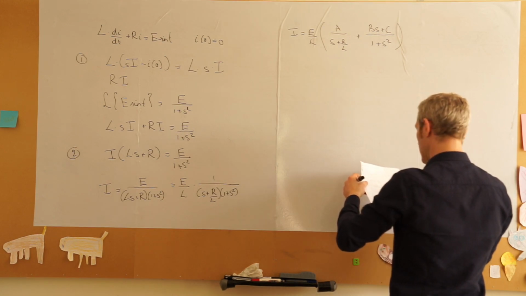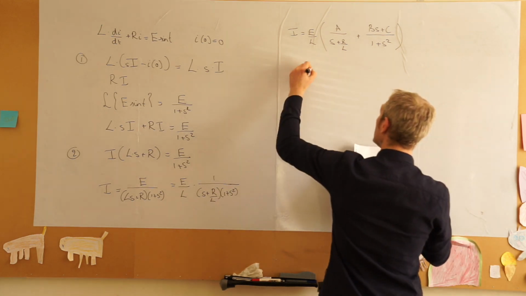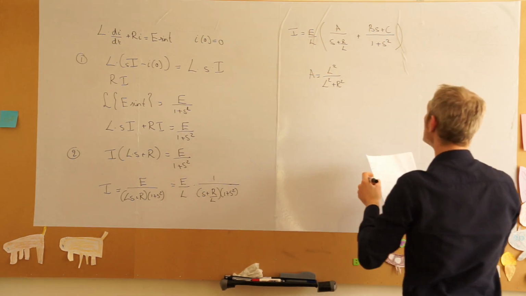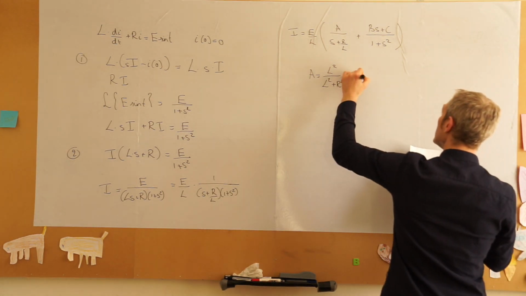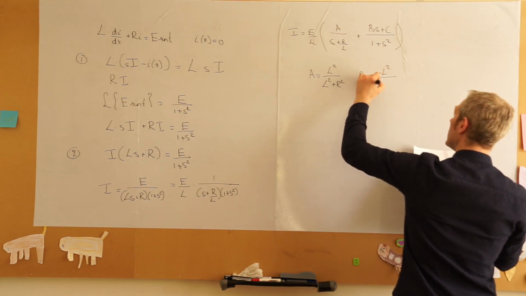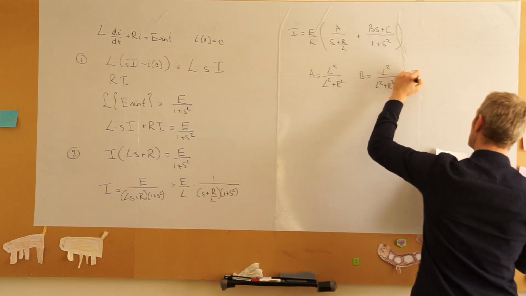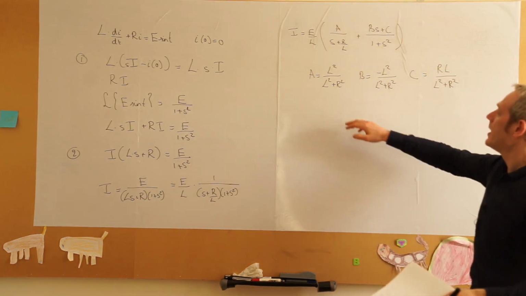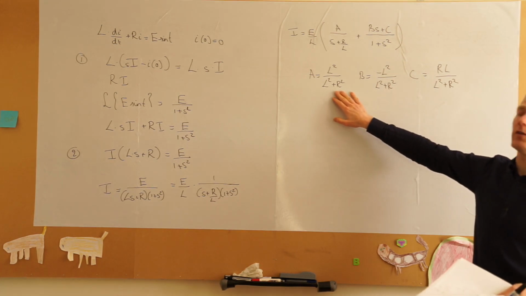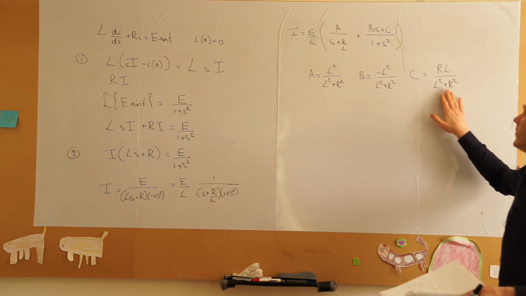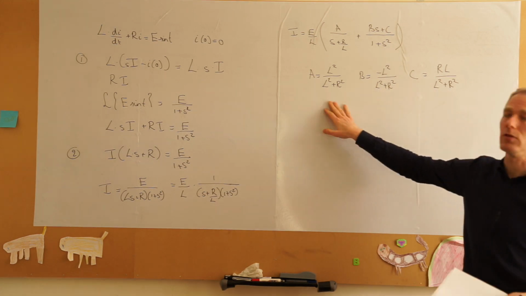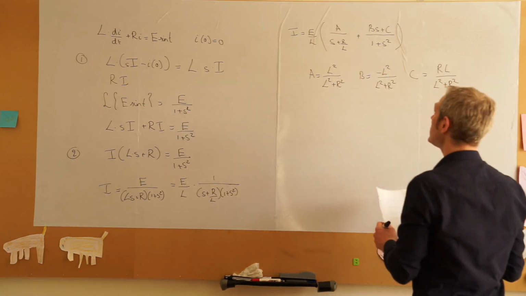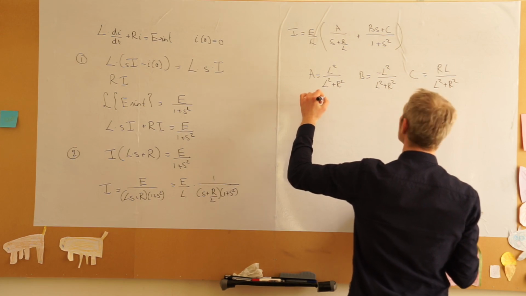We find that A in our case is L squared over L squared plus R squared. And B is equal to minus L squared over L squared plus R squared, and C is equal to RL over L squared plus R squared. And what we see is that all 3 coefficients have this 1 over L squared plus R squared factor. Well, they have the same denominator, and what we'll do is we'll take this factor 1 over L squared plus R squared in front of this bracket. So what I mean is we can write this as, oh, they also have an L.